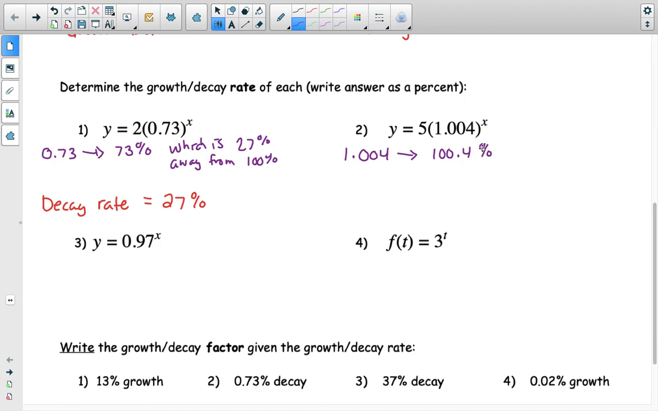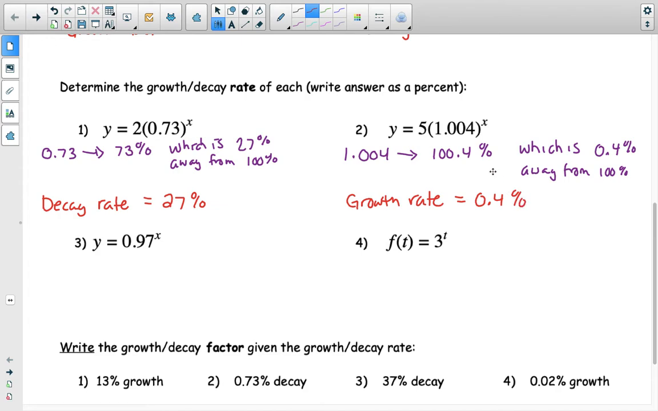So we need to determine how far away this is from 100%, which is 0.4%. So I can just take 100 away from here and I'm left with 0.4. So it's 0.4% away from 100%. So our rate is going to be that 0.4%. This was a growth, so the growth rate is equal to 0.4%. We use our factor, which is what we want, to determine our rate.